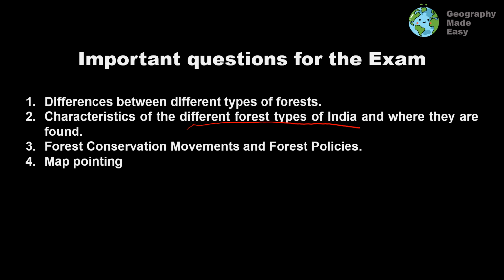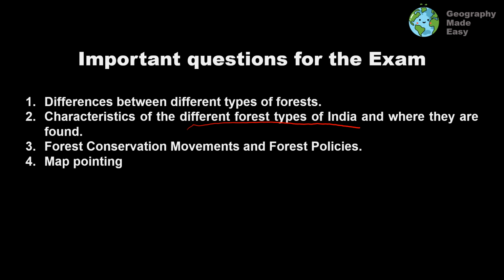Terms can be asked, such as what is the meaning of xerophytes, what is the meaning of pneumatophores. For 2 mark questions, these can be asked. And briefly, they have asked questions numerous times about the forest conservation movements and forest policies. In many of the ISC examinations in past years, questions like what is social forestry, what is the forest policy of 1988, what were the main aims of the forest policy, what is the importance of Van Mahotsav can be asked in this chapter.